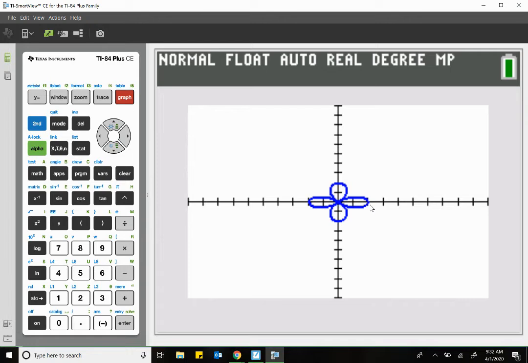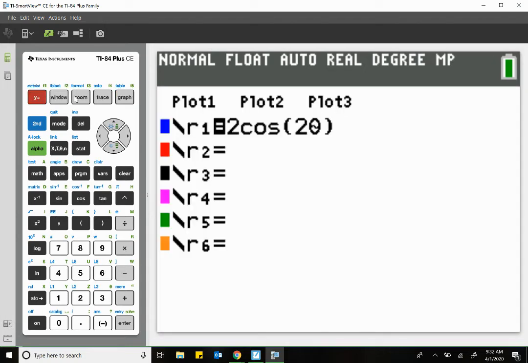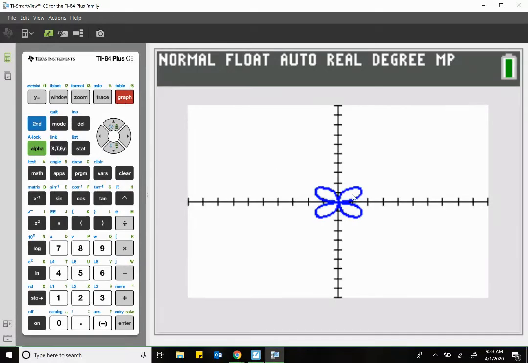Notice with cosine, it starts on the x-axis on the positive side. Okay? Now let me show you what happens if we change it to sine. So cosine, the graph really does start on the x-axis on the positive side. The first leaf will always be on the x-axis on the positive side. If I change it to sine, look what happens. Notice it doesn't touch the x-axis. Okay? Technically, my first leaf is in the first quadrant right here.